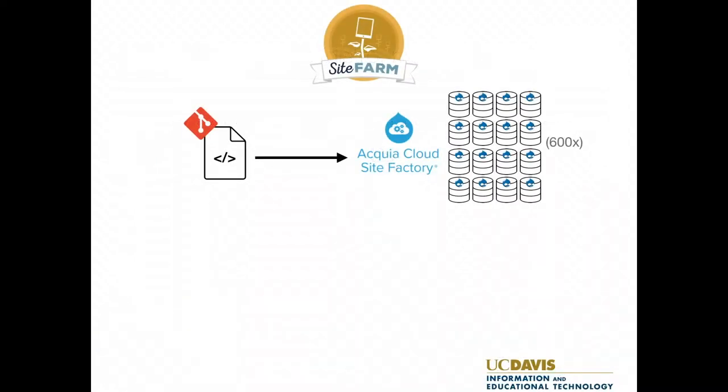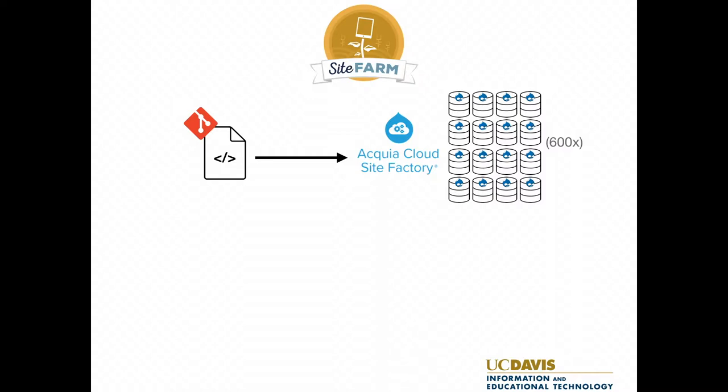So this is how we do it. We have our code base, and our code base is our distribution, right? This is all of the Drupal code and all the extra stuff that goes in vendor, everything that gets pulled in. We use SiteFactory for this, so we deploy it all to Acquia's Git repository. And then I need to update my slide.